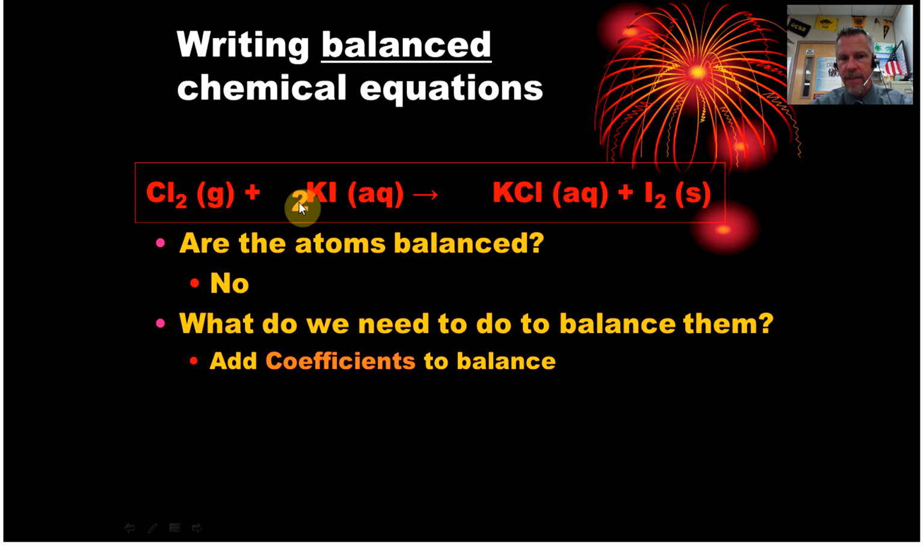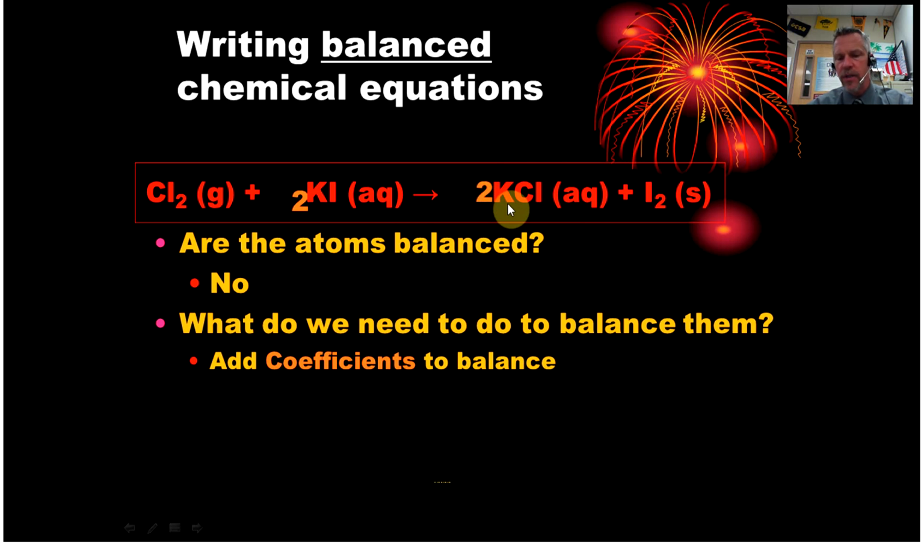However, our potassium is unbalanced because there are 2 potassiums on the left, only 1 on the right, and 2 chlorines on the left, but only 1 on the right. So we need another 2. Where will we put that one? Well, if you guessed in front of the KCl, you would be correct. So if we put a 2 here, this means we have 2 units of potassium chloride.